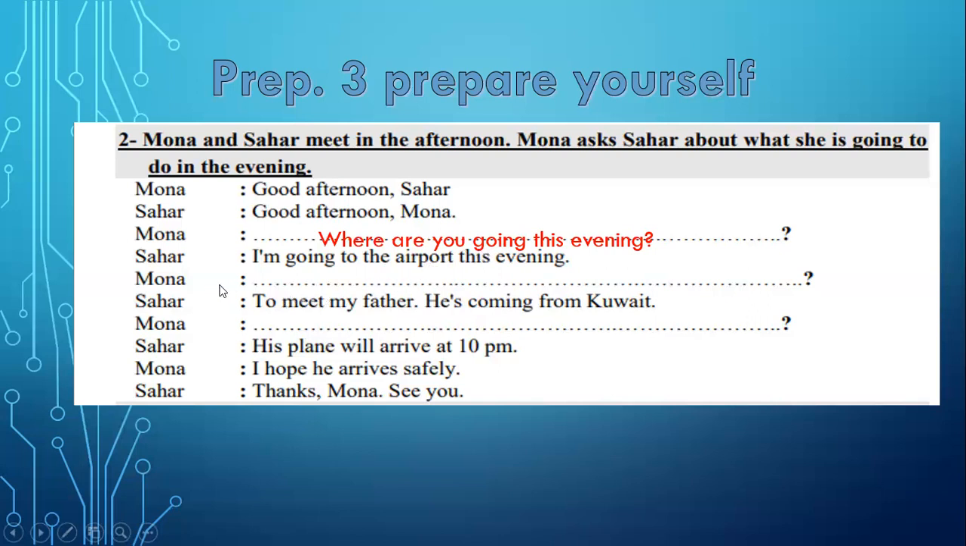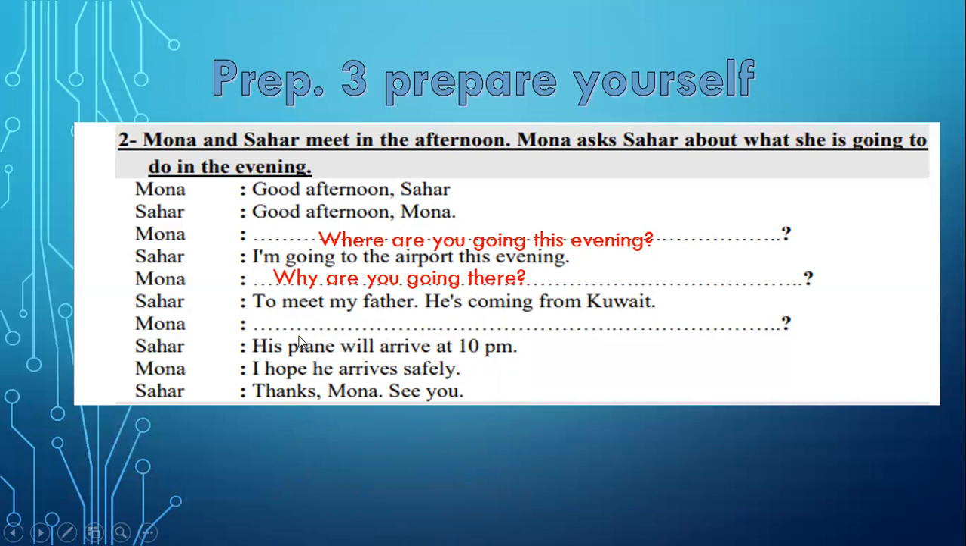And then Mona says something which is a question, and Sahar says in the answer, to meet my father. He's coming from Kuwait to meet my father. What is the main point here? The main point is that Mona wants to know why Sahar is going to the airport. When we ask about a reason, we use why. And then the helping verb are. As we said, because we change I into you, we change am into are. And we are asking about the reason. This is the thing we are asking about, to meet my father, so we don't put it in the question. Why are you going there?